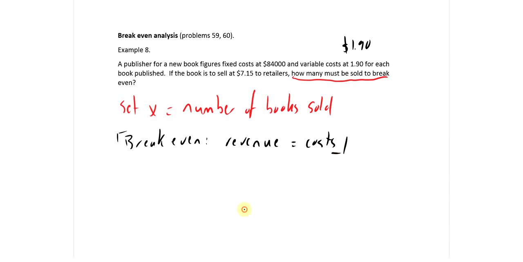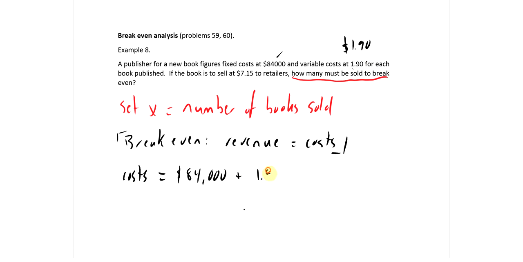Okay, so what are the costs here? Well, fixed costs is $84,000. If you're publishing books, you need to do promotion for the book. You have to have ink, you have to have paper, you have to have binding, you have to have a factory that runs it. You need to pay rent on that factory. There's all sorts of things that go into making a book. Some of these are fixed, some of these are variable. So salaries, the factory, the rent, all those things are fixed costs. And that's $84,000. Variable costs, $1.90 for each book.